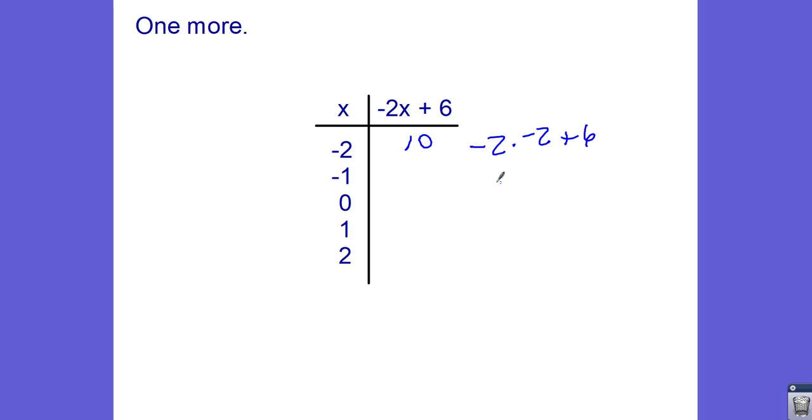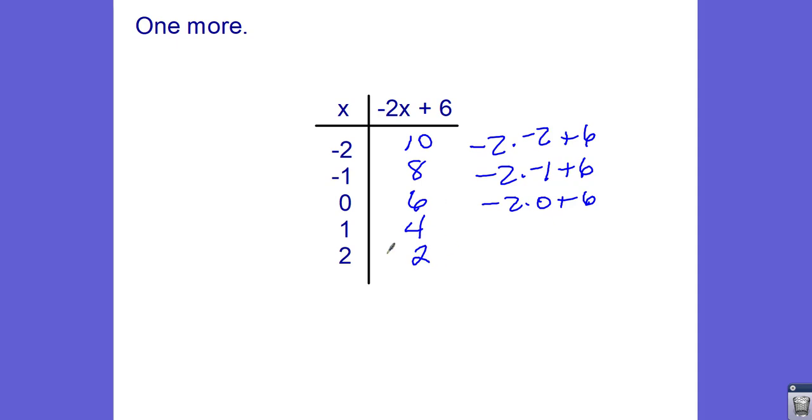Then we change it to negative 1. Negative 2 times negative 1 plus 6. Well, negative 2 times negative 1 makes 2. 2 plus 6 gives me 8. Then I go to 0. Negative 2 times 0 plus 6. Well, negative 2 times 0 is 0. Plus 6 gives us 6. So you'll notice instead of increasing by 2, this time what are we doing? We're decreasing by 2. So 10, 8, 6. The next one should be 4. The last one should be 2.